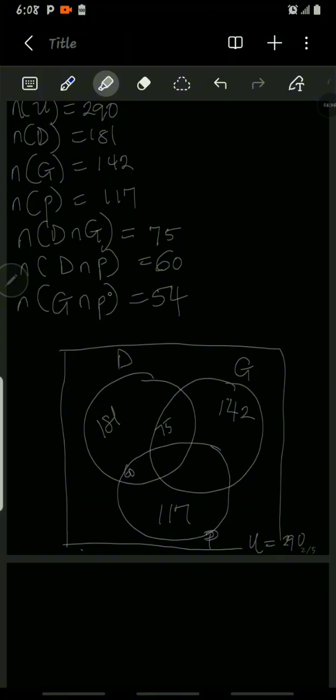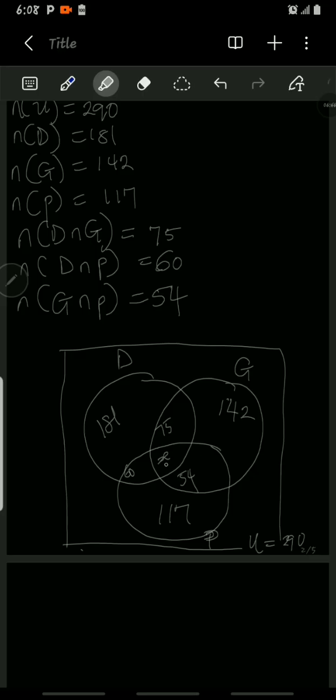Then G and P, both of them meet here, and that's 54, so I drop my 54 here. Now what do you notice? Among all these shapes, there's a place that is empty, and that's the middle. So this middle is the intersection of the three sets, and they didn't give me a value for that point, so I'm going to label that point X.